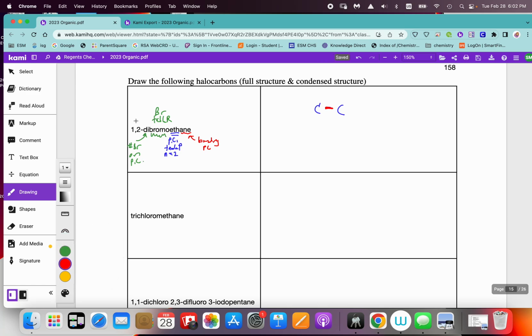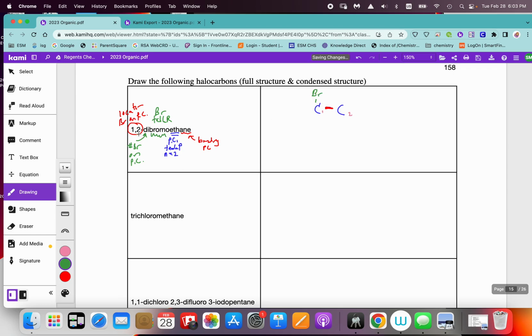And then lastly, these numbers here tell me the location of the BRs on the parent chain. So once when you see those locations, immediately go to your structure, and I always build these left to right. So this would be carbon 1 and this is carbon 2. So there is one bromine on carbon 1. So I'm going to put it here.